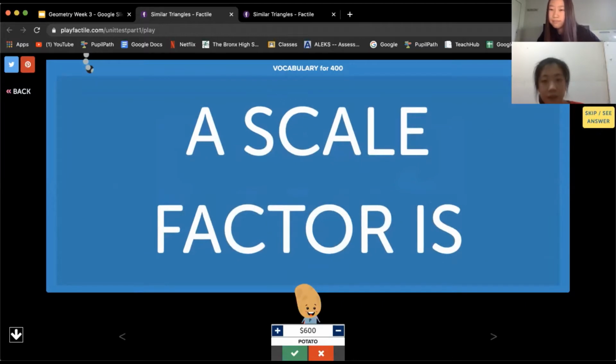So scale factor, it's when you want to go from a big shape to a small shape, you have to times it by the scale factor. Or vice versa, yeah.